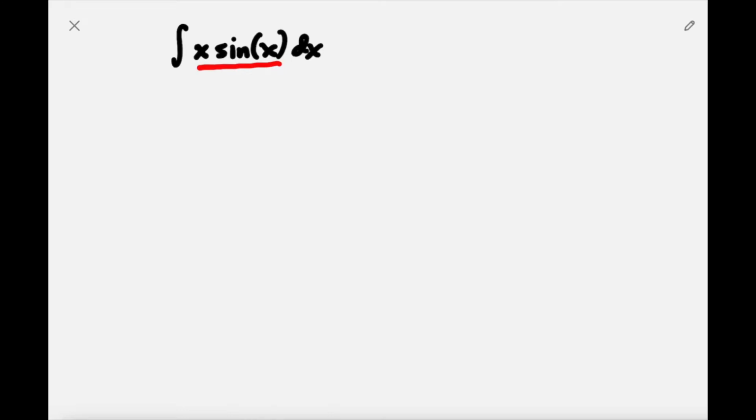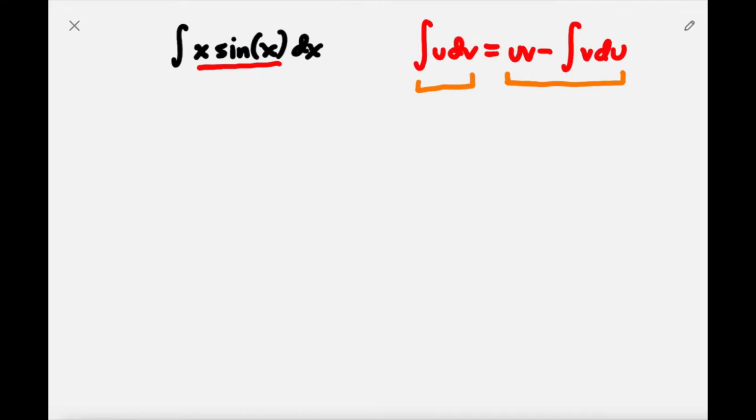Now, integration by parts uses the following formula. Using this formula, we basically are trying to solve this part right here, the right side, based on what you start with on the left side. So this left side is basically correlated to the beginning of this problem right here. So we need to figure out what our u's and v's are, and then our du's and dv's as well.